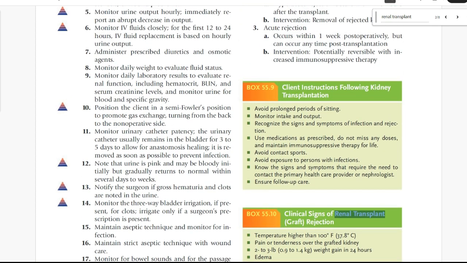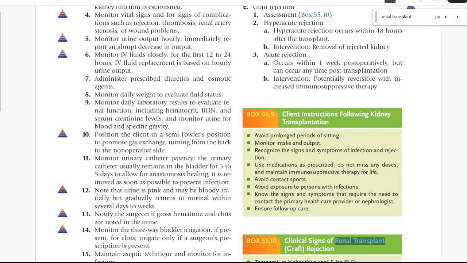Here are some other instructions for a patient with a kidney transplant. They're going to monitor their eyes and nose, avoid prolonged periods of sitting, monitor for signs of infection like that sore throat, use the med as prescribed, and this does tell us that they don't skip any doses and they're going to maintain immunosuppressive therapy for life. So that tells us that more than likely they're not going to stop the medication when the kidneys are functioning.